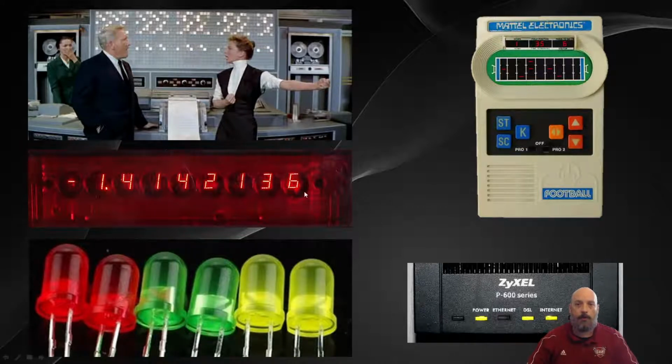The problem of this was, because when we're dealing with television and color and light, we deal with three main colors: red, green, and blue.